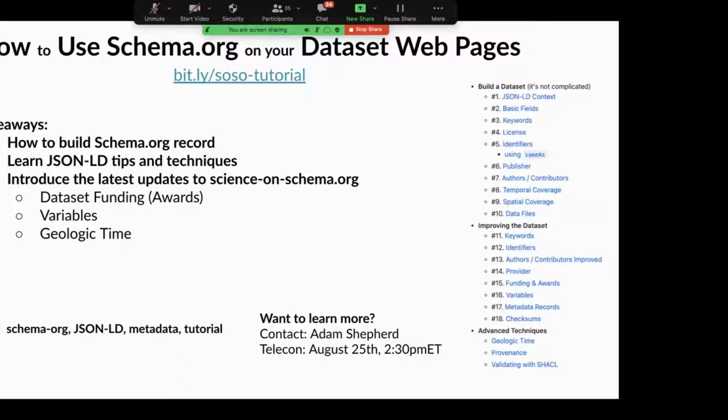In particular, we were very interested in discussing things such as dataset funding, and how to properly put in awards and elements like that. There are a lot of discussions now that have been taking place on the utilization of variables and their description inside these data graphs, as well as geologic time. If you want to learn more about scienceonschema.org or the JSON-LD encoding that we use of RDF, please join the cluster and contact Adam Shepard for more information about that.